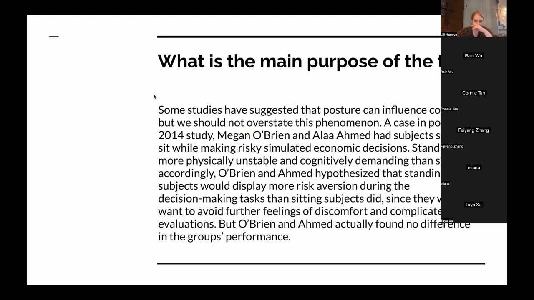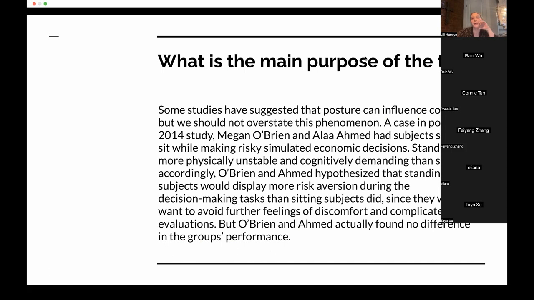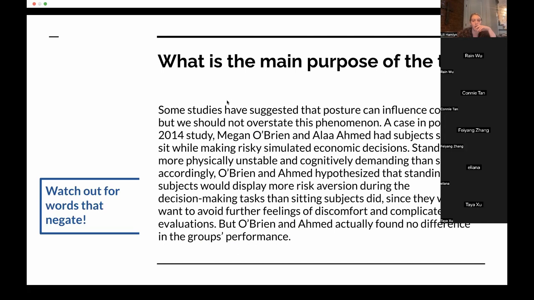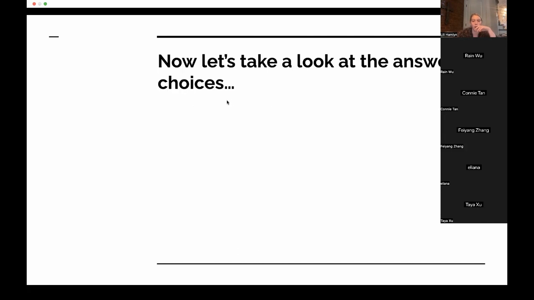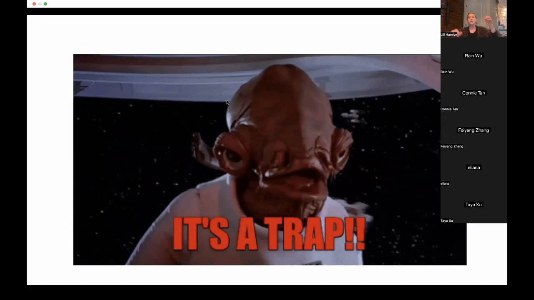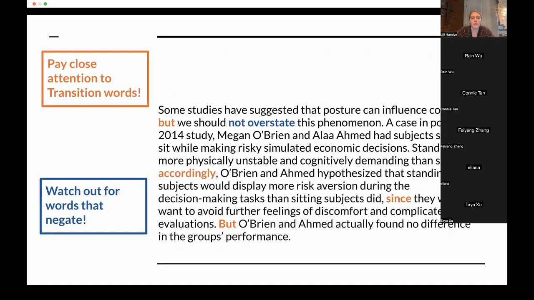All right, great. So a lot of these pure reading comprehension questions will ask, what's the main purpose of the text? That's one of the main things that they ask. So, we don't need to read this just now. When we look for the main purpose, things that help us are looking for transition words and looking for things that negate or don't overstate, like but, accordingly, since.